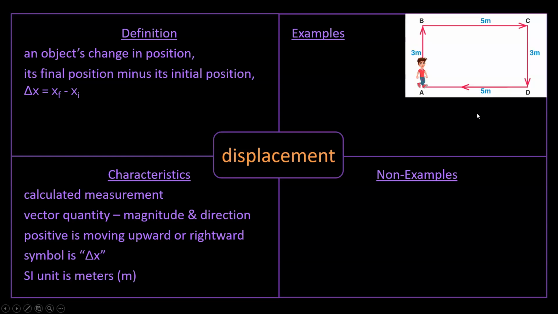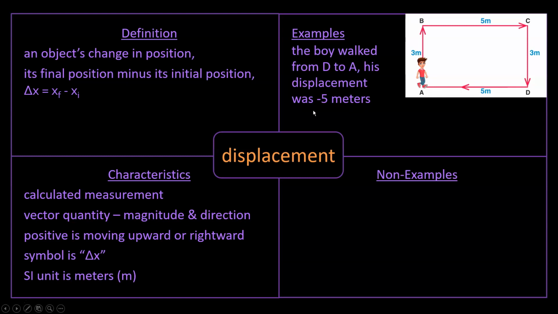Some examples. Here, the boy walked from D to A. His displacement was negative 5 meters. So the boy started here at D and walked to A. This diagram is showing that the distance between D and A is 5 meters. He was walking leftward, so his displacement was negative, meaning leftward, 5 meters.